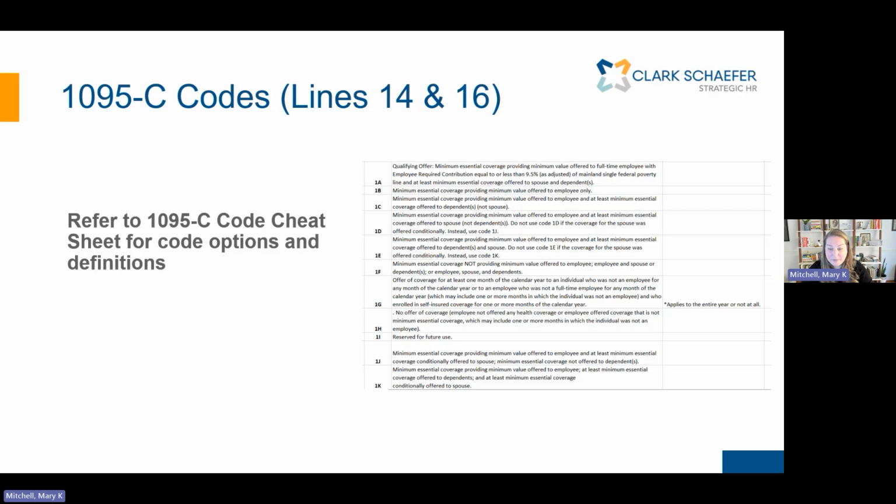One thing that we need to keep in mind is that when we use these codes, it needs to apply to the entire month. So say if that individual terminates mid-month and their coverage does not go to the last day of the month, we should be using code 1H for that particular example, saying that coverage was not offered because it was not offered for every single day within that month, right? So 1H is really the only code you would use if it doesn't apply to every day within that month for reporting purposes.